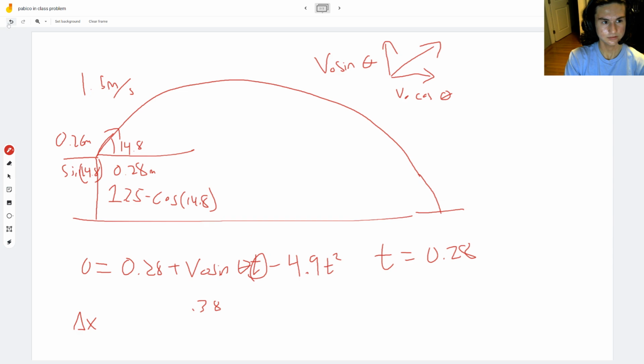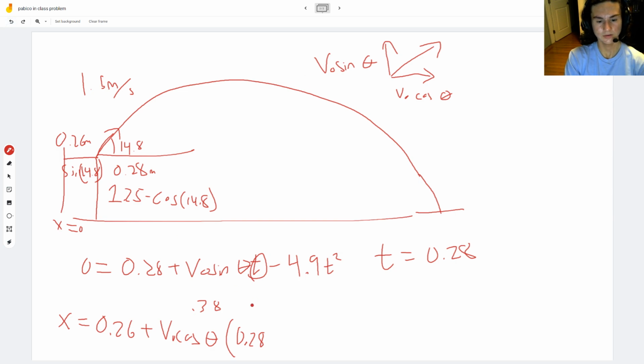And so now I'm going to set up the final x position, which is going to be the change in x. So if we're starting here, and this is x equals 0, then we have x final equal to x initial, which is 0.26, plus V0 cosine theta times t, which is 0.28. It's not accelerating in the x direction, no air resistance, so we don't have to worry about that.